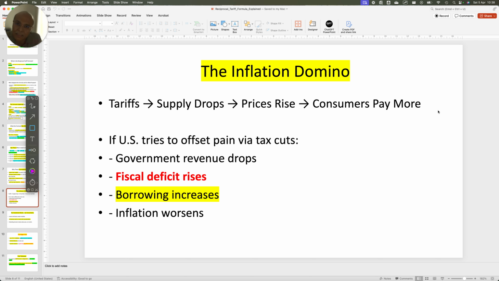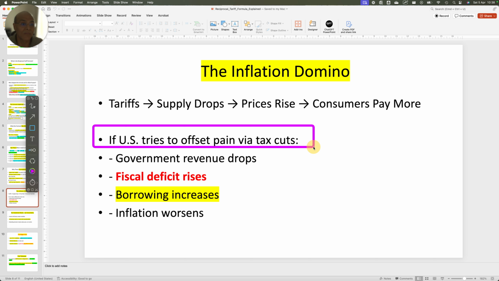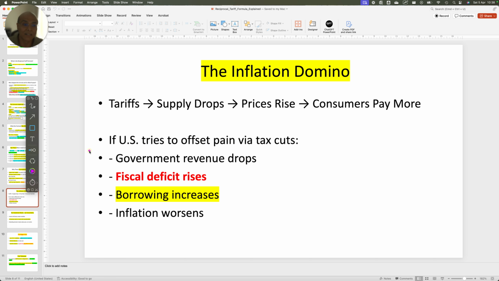You are making an assumption that the consumer in the US is going to buy those goods at increased rates. And then you are making an assumption that you are going to subsidize those consumers by reducing the tax rates. So it is too much of an assumption in an economic system which is so fragile, and it is based primarily on trust, not on individual transient actions, friends. So therefore, if the US tries to offset this pain by cutting tax, government revenue drops.